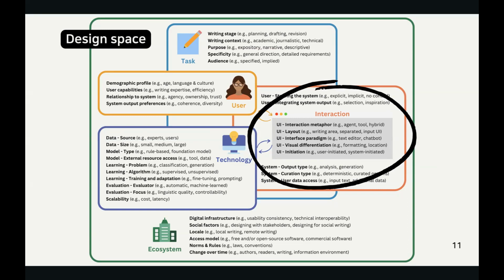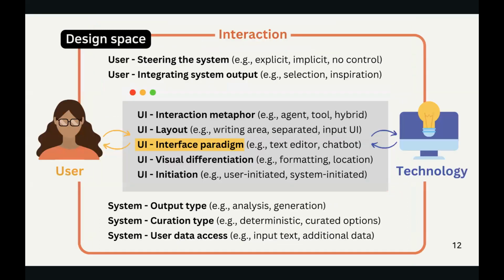Let's first take a look at some dimensions in the interaction aspect. One of the fundamental components of interaction is the interface paradigm. Is it a text editor, chatbot, or something different? How is system-generated text or system output visually different from the user text? Is it in a different format? Is it located in a different location that's not the same as where the user text is? How is the system output triggered? Is it initiated by the user or the system? How does the user integrate the system output? Is it by selecting one of several suggestions or by being inspired by system outputs and indirectly using them?